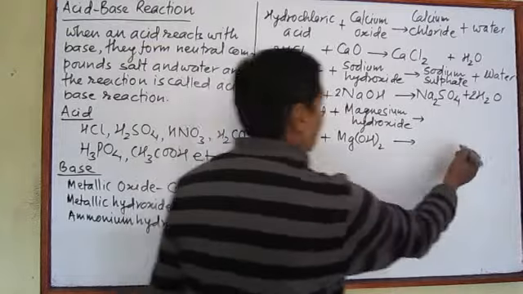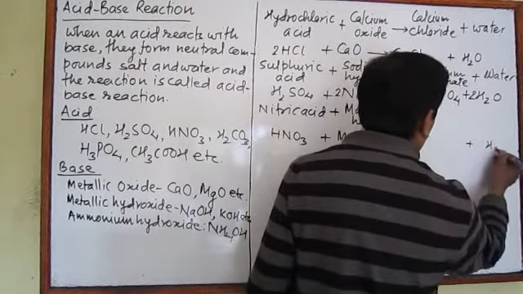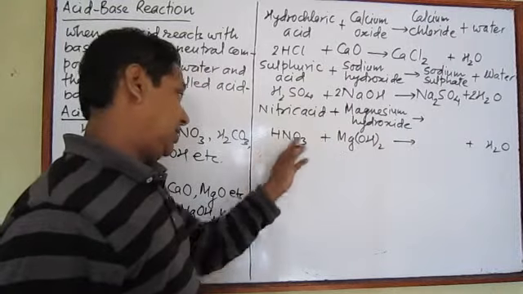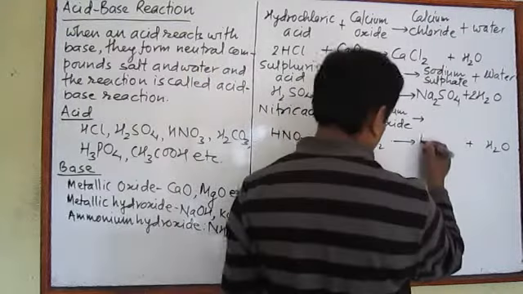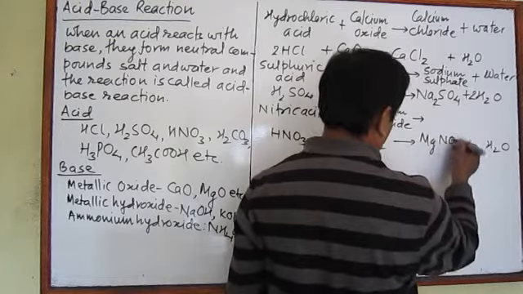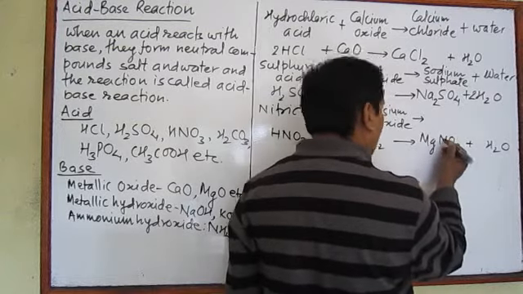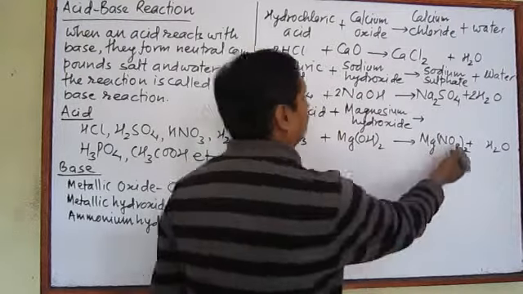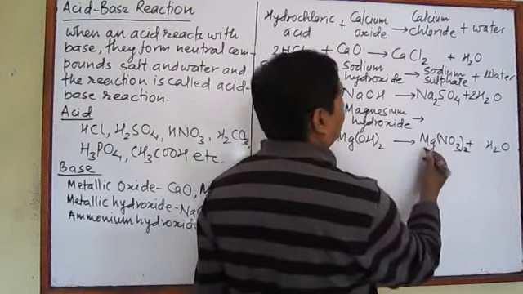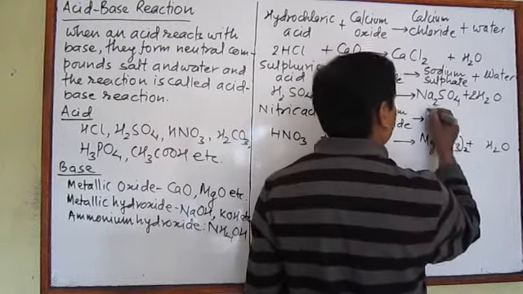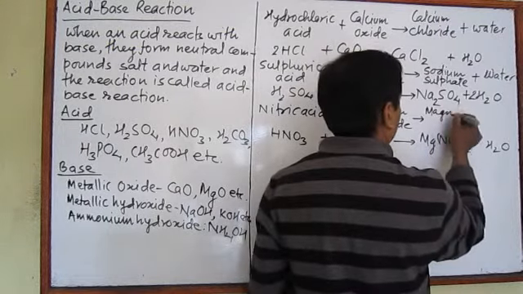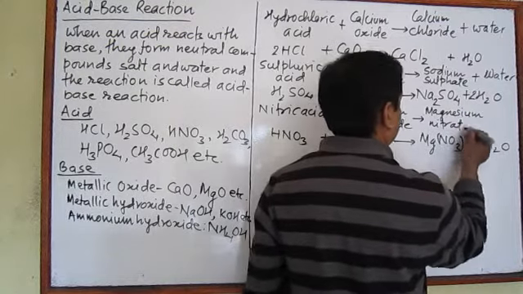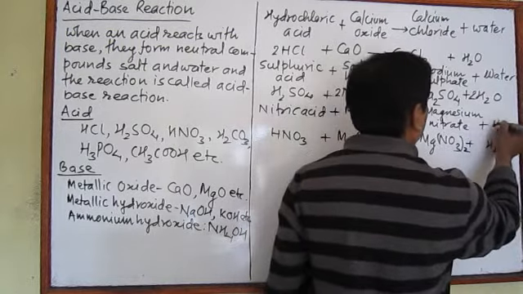Now one is salt, another is water. I am writing water first. Now salt, how salt forms? Hydrogen of this acid is displaced by magnesium. MgNO3, magnesium valency 2, nitrate 1. That's why valency of magnesium should be given to nitrate 1. We don't have to exchange. Okay, now the name of this compound is magnesium nitrate, plus water.